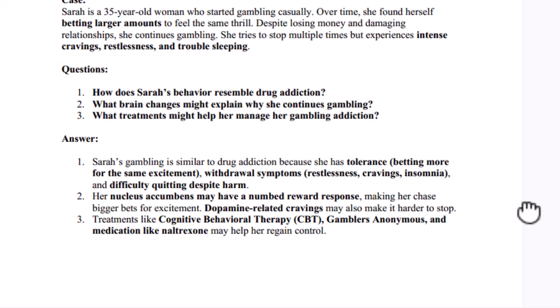Sarah's gambling is similar to drug addiction because she has tolerance, betting more for the same excitement, withdrawal symptoms, restlessness, craving, insomnia, and difficulty quitting despite harm. Her nucleus accumbens may have a numbed reward response, making her chase bigger bets for excitement. Dopamine-related cravings may also make it harder to stop. Treatment like cognitive behavioral therapy, Gamblers Anonymous, and medication like naltrexone may help her regain control.